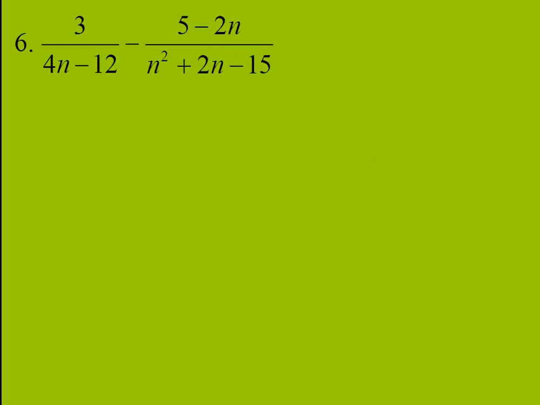Okay, the next one, common denominator. First thing you should recognize with this one, before I come and get my common denominator, I'm going to have to factor this right here. Make it easier on yourself. Factor this out first. So 15 is 15 times 1 or 5 times 3. How do I get a plus 2 and a minus 15? Positive 5 and negative 3.